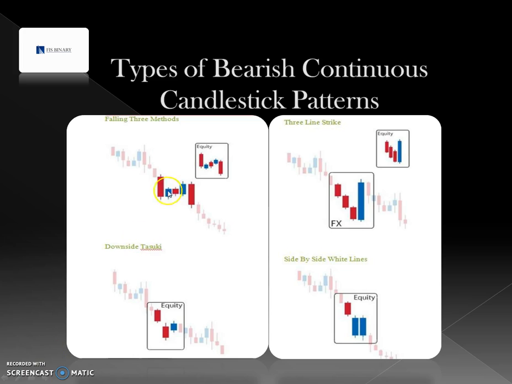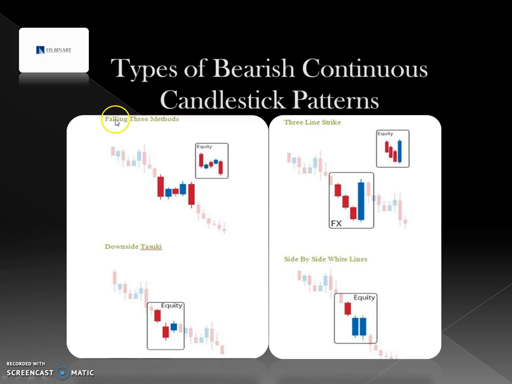So whenever any of these bearish continuous candlestick patterns form, it implies that the existing downward trend of the market is going to continue in that particular direction for quite some time. Now, there are many types of bearish continuous candlestick patterns, but I would like to discuss just a few, and I have about 4 on your screen. We have the following 3 methods, the 3-line strike, the downside Tasuki, and the side-by-side white lines.